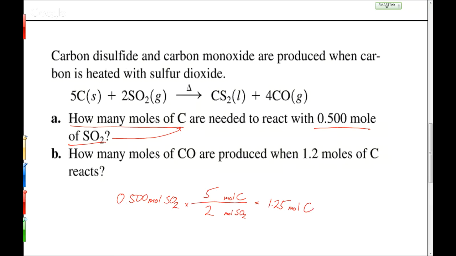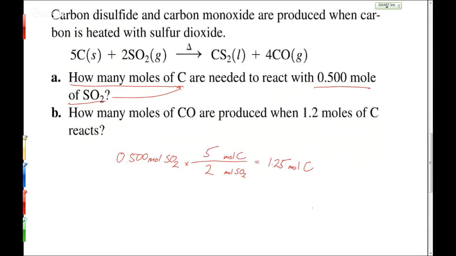So you're always going to start with what you're given. You take your 0.500 moles of SO2, and then the goal is to figure out carbon. So your mole to mole factor is going to be moles of SO2 to moles of carbon, because that cancels SO2 and instead gives you carbon. The numbers you get from that are read from the equation. So it's 5 carbons to 2 SO2s. I think that comes out to 1.25.